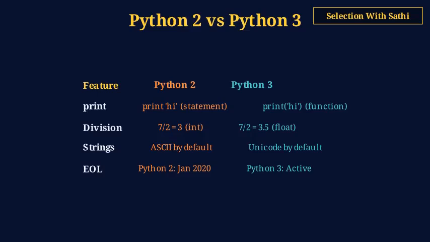Python 3 was released in 2008 and was intentionally not backward compatible. In Python 2, print was a statement: you wrote print space hello. In Python 3, print is a function: you write print parentheses hello. Division also changed: 5 divided by 2 gives 2 in Python 2 but 2.5 in Python 3. Python 2 reached its end of life on 1st January 2020, so all new projects must use Python 3.